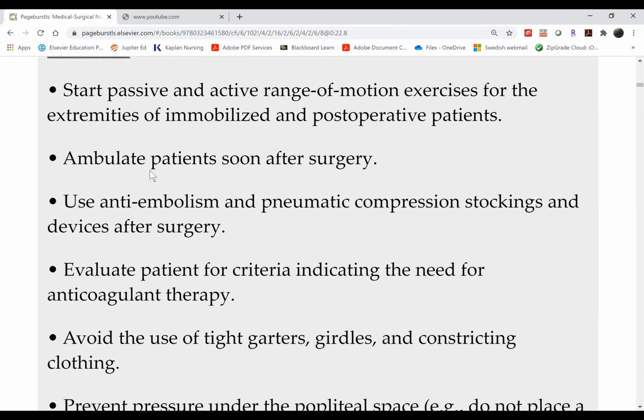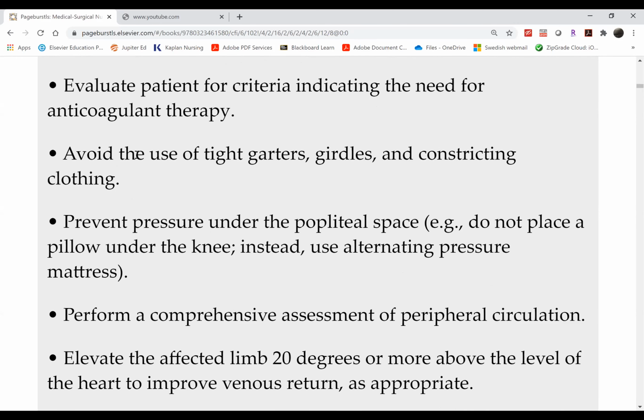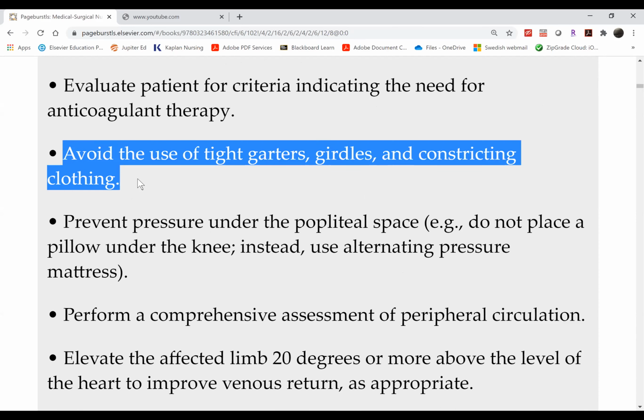If they can't ambulate yet, at least get the blood moving by putting on stockings or pneumatic compression devices, for instance, SCDs, PCDs. If not enough, then the doctor will order anticoagulants. Again, these here will prevent circulation or decrease circulation, so therefore avoid them.